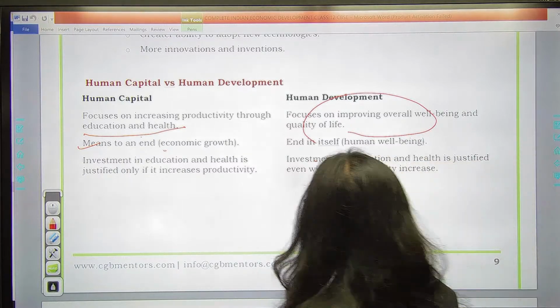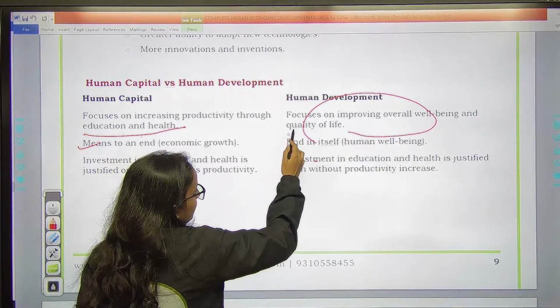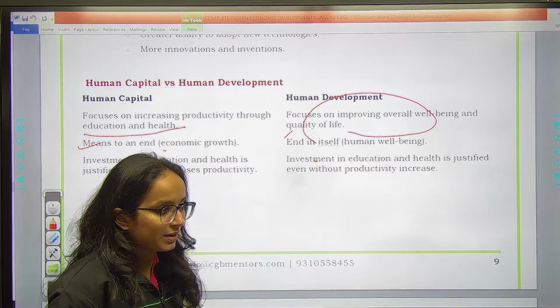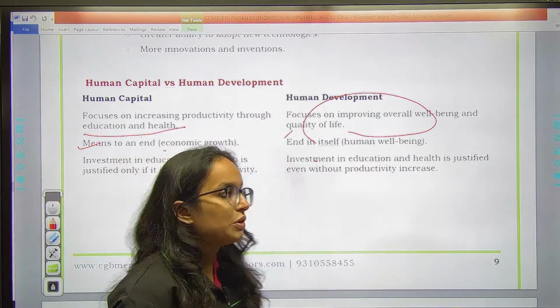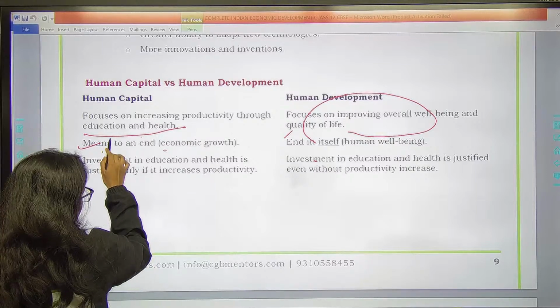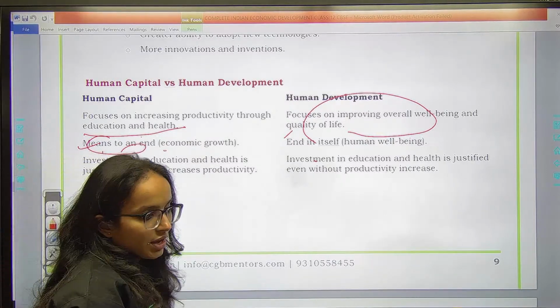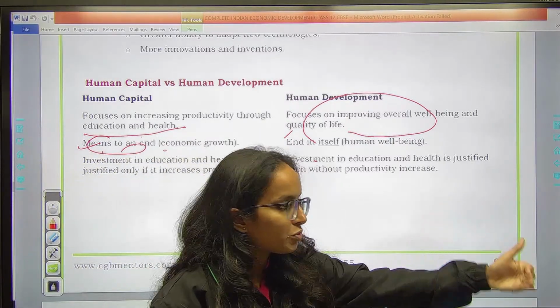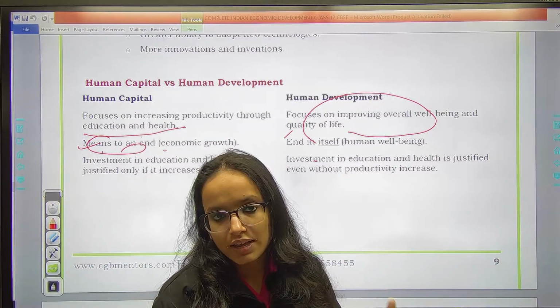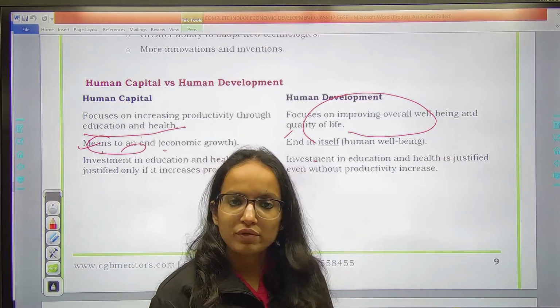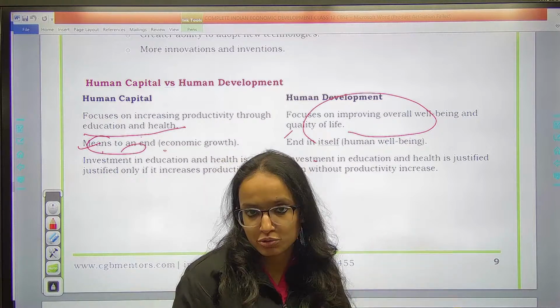Human development talks about overall quality of life, education, health, life expectancy. Overall, the quality of life should be good. It is a means to an end, and it is an end in itself. See, human capital is a means to achieve human development. If you have an educated, healthy population, you will achieve human development, but the end itself is human development.